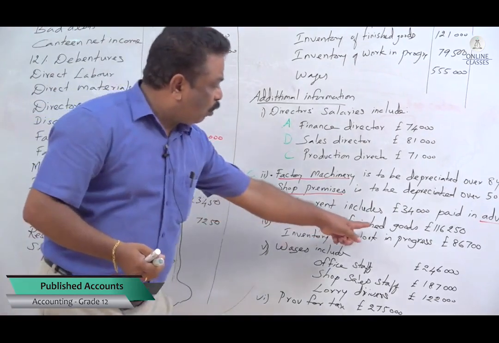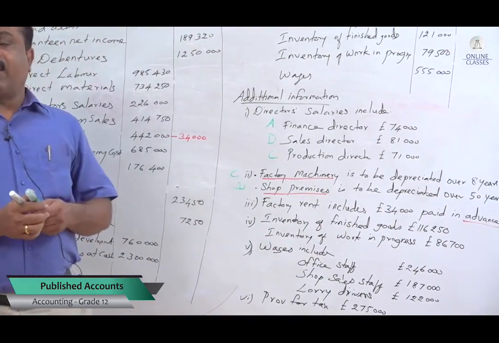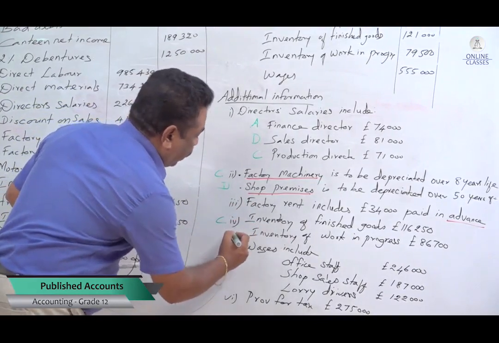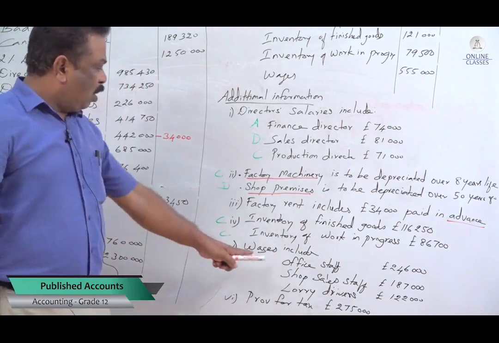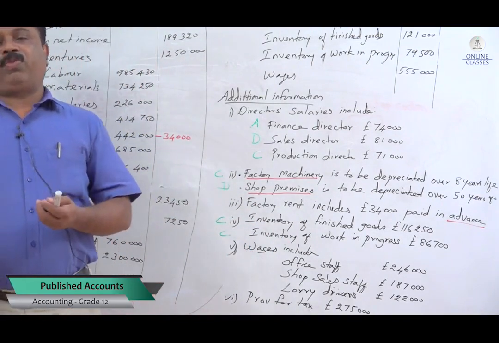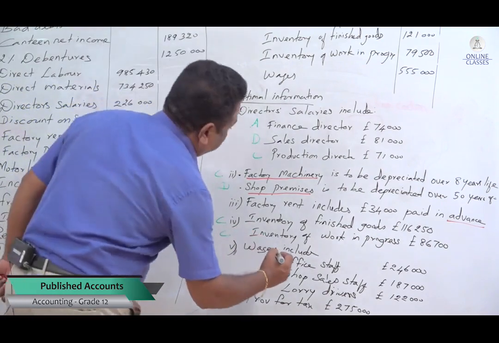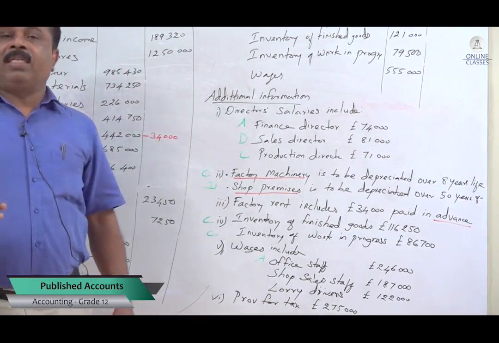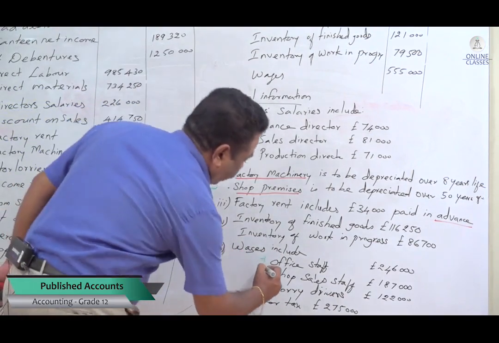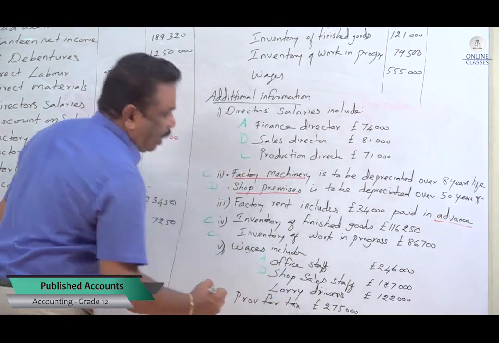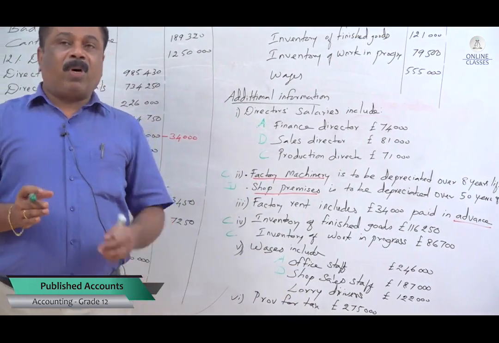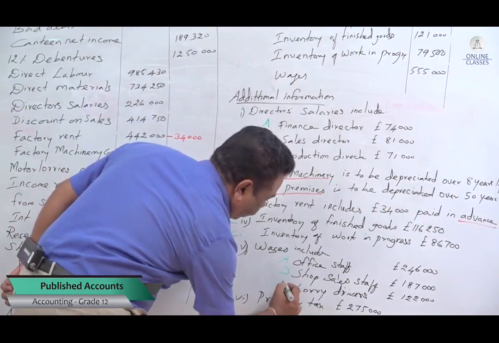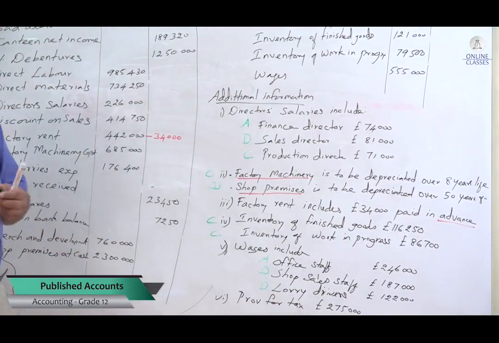Next, come to the inventory of finished goods. Inventory, again, is related with cost of sales. So, C, inventory of work in progress, cost of sales. Now, wages include office staff, so it is the administration part. Shop sales, the shop is meant for selling the product over there, so it is distribution. Lorry drivers are the people who work on transport, again to deliver the goods. So, again distribution.